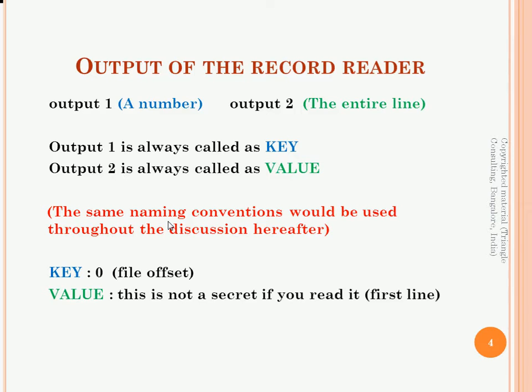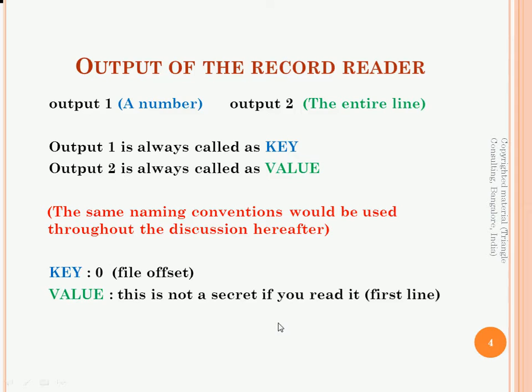So the original contents of the file was, "this is not a secret if you read it," that is the first line, and that's what is outputted now, or this is the output of the record reader. So the key and value, the record reader is going to give you the output in terms of key and value. The key is a number, which is 0 in this case, and the value is going to be the entire line. In this case, it's the first line of the file.